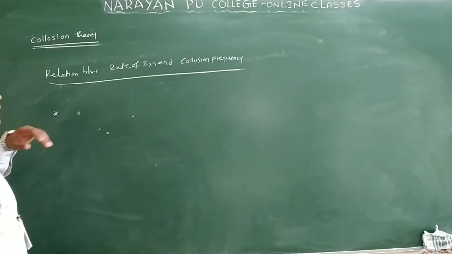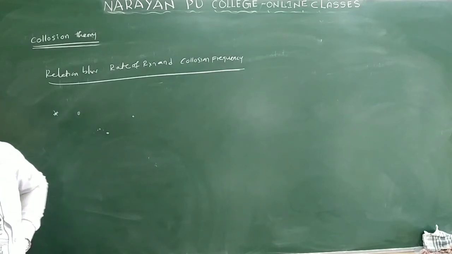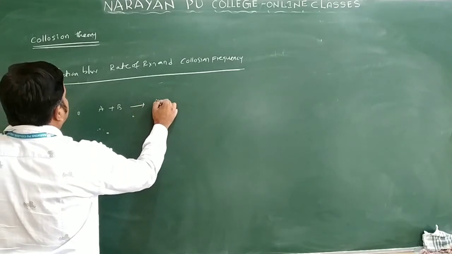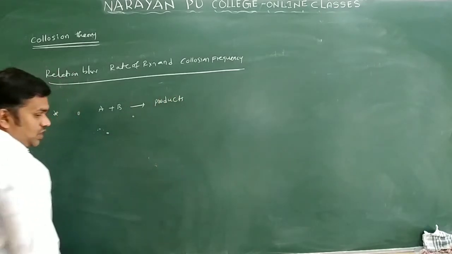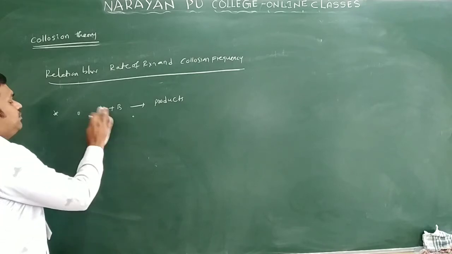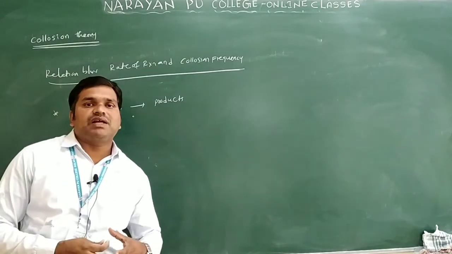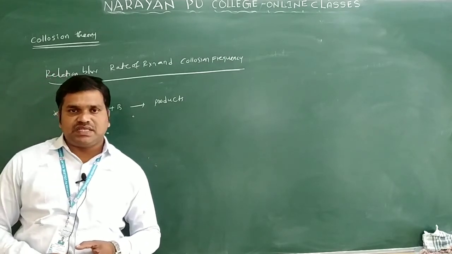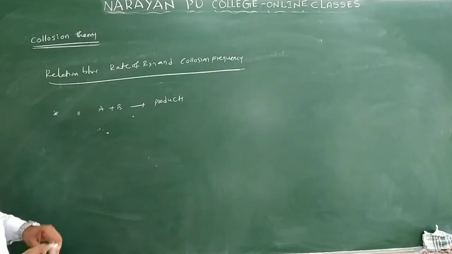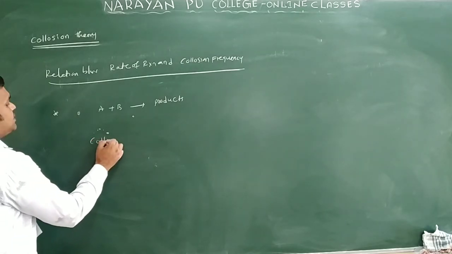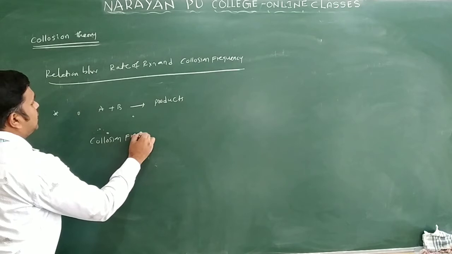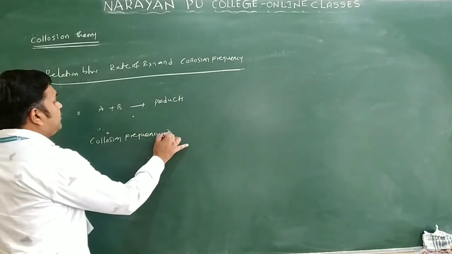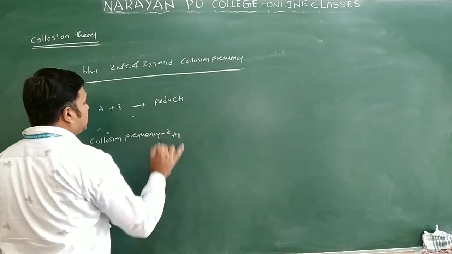The next topic is the relation between the rate of reaction and the collision frequency. Take a reaction A plus B giving products. Suppose A and B undergo collisions. The number of collisions taking place per second per unit volume is called the collision frequency, denoted by Z. So collision frequency Z here is for the AB molecules, ZAB.